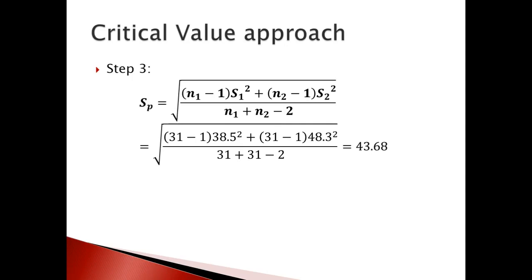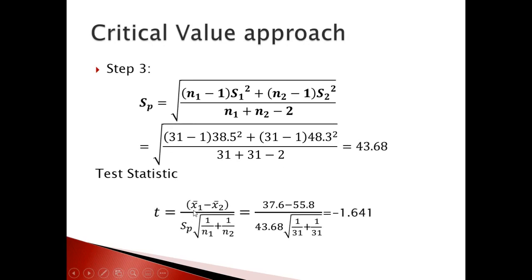Step 3 is to find this SP using this giant equation. I know n1 and I know n2. So using this equation, SP equals the square root of n1 minus 1 times s1 squared plus n2 minus 1 times s2 squared, over n1 plus n2 minus 2, we can plug in our values n1, n2, s1 squared and s2 squared. Then we have the value SP equals 43.68. Next, we need to calculate the test statistic. So t equals x1 bar minus x2 bar over SP times square root of 1 over n1 plus 1 over n2. Plug in the values x1 bar, x2 bar, n1, n2 and SP. Then we have the test statistic value t equals negative 1.641.